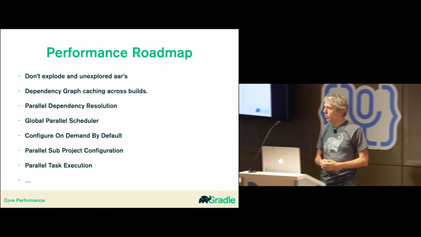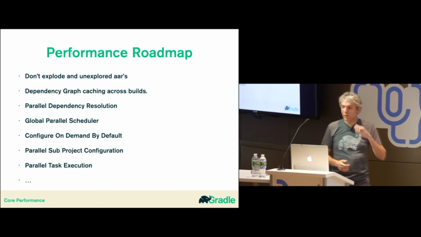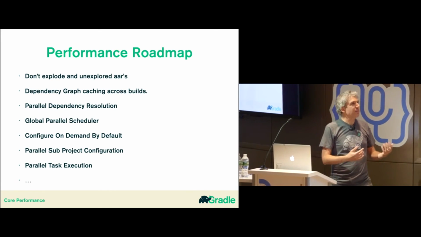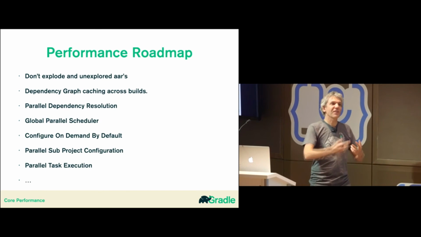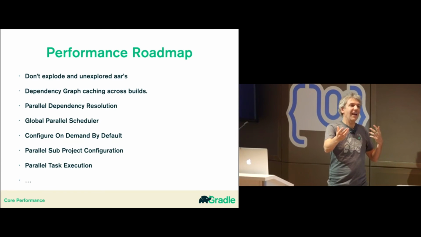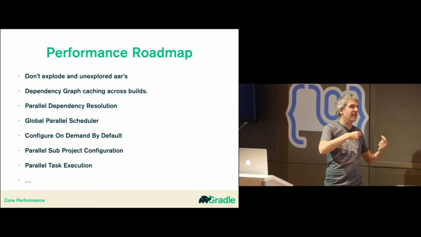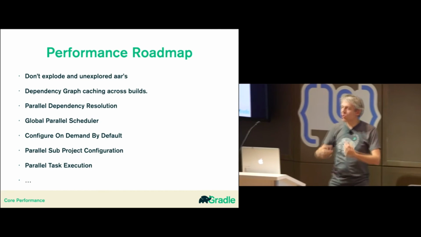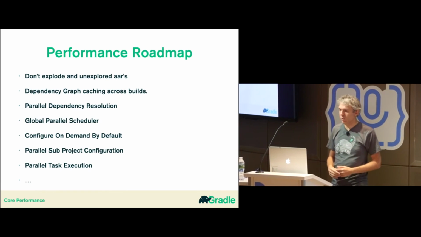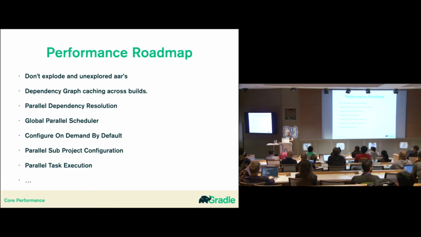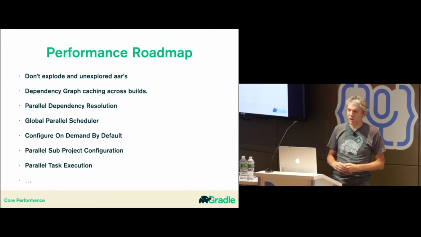So that is something we want to completely avoid. The other thing we want to avoid: if you don't depend on a full AAR, just on the classes of that AAR, don't even produce the other stuff just to satisfy the dependency. So there's a lot in the doing-less area that we can do, right? We can do caching. We talked about the distributed cache. Dependency graph caching is something we're working on.